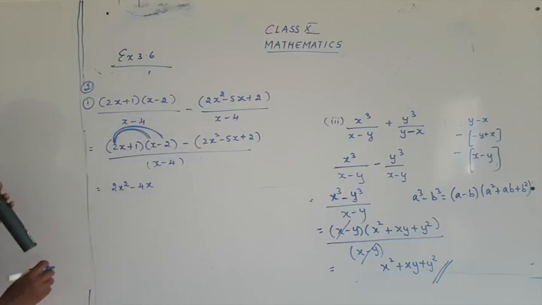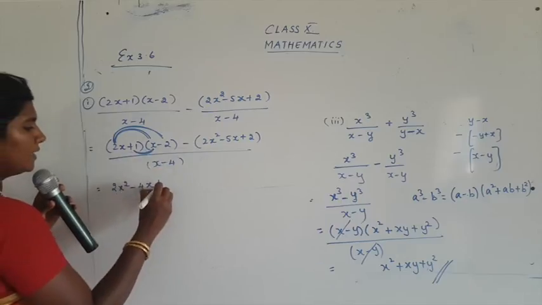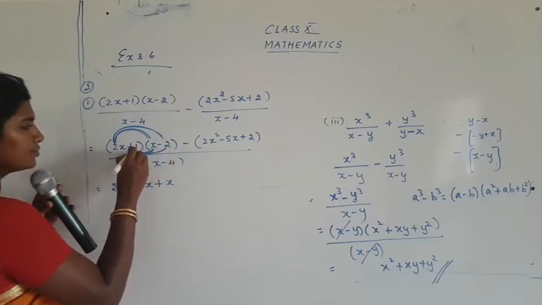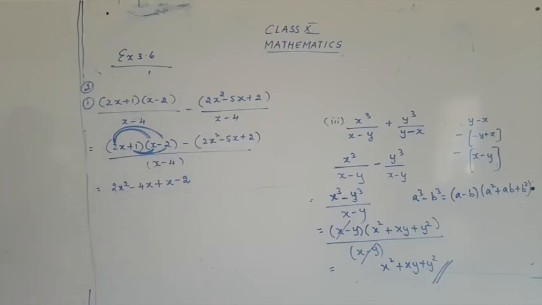Minus 4x. 1 into x plus x. 1 into minus 2, minus 2. I have expanded the first part. Yes, so what is the answer we have got? 2x square minus 4x plus x minus 2.